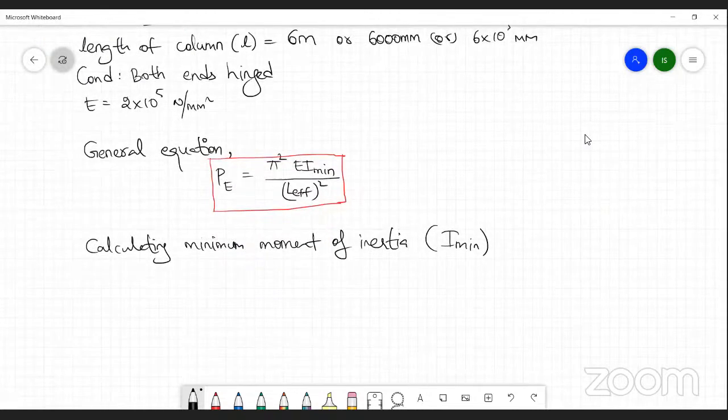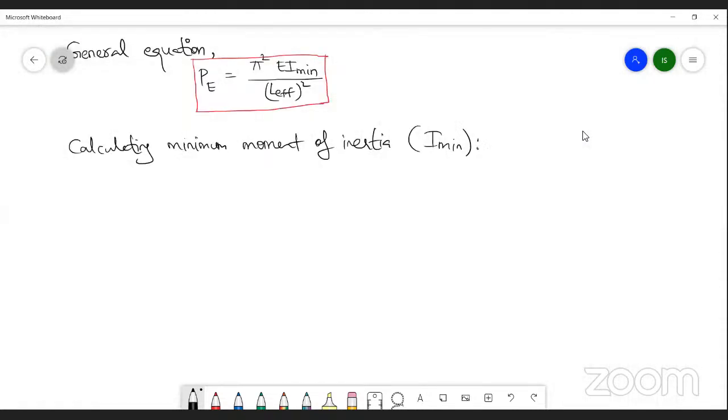As I told you in the first video, there are different formulas of moment of inertia depending on what type of section the column is. As you can read in the question, this is a rectangular column. It is not a hollow rectangle, it is just a rectangle. So to find I minimum, we have to find Ixx and Iyy. The moment of inertia formula for a rectangle: Ixx is BD cube by 12, and Iyy is DB cube by 12.